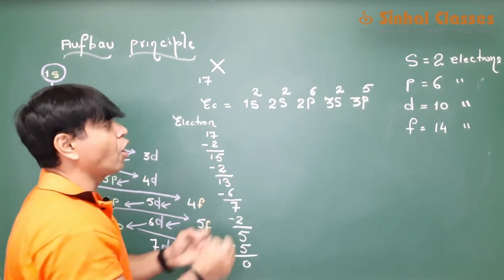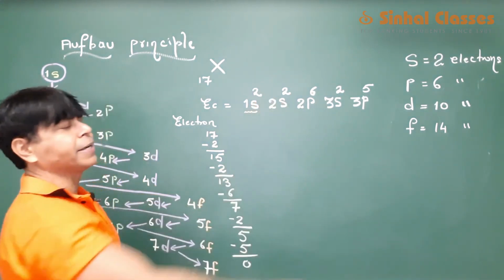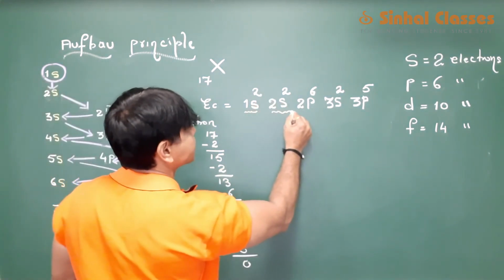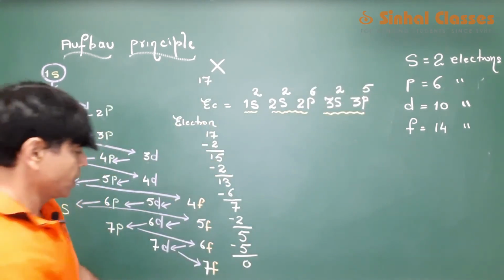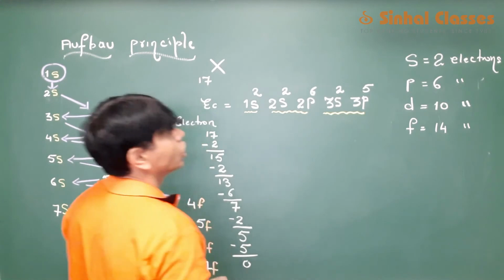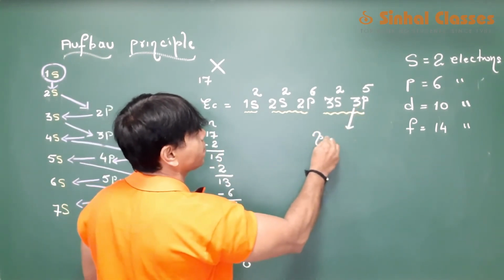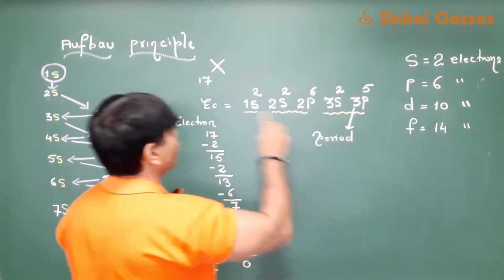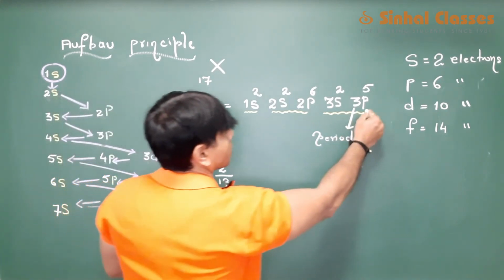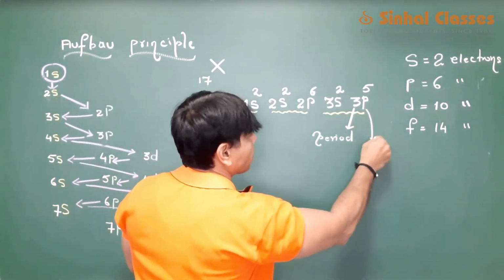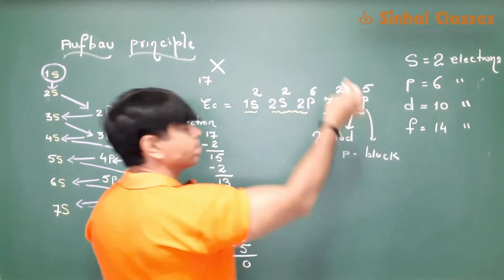Now how will you know the position? Now remember, this 1 is the first orbit. These 2 are the second orbit and these are the third orbit. Looking at this, you can straight away say this tells you third period. So element X belongs to third period. This indicates P block. It belongs to P block, which is non-metal.